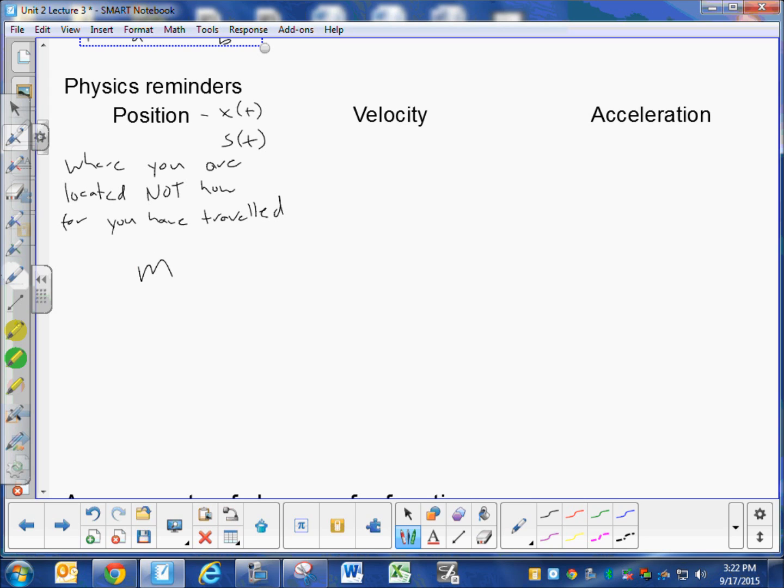Okay? It's typically in meters. And we'll talk more about where you're located and what that could look like. The change in my position over the course of some time interval, we say is our displacement.